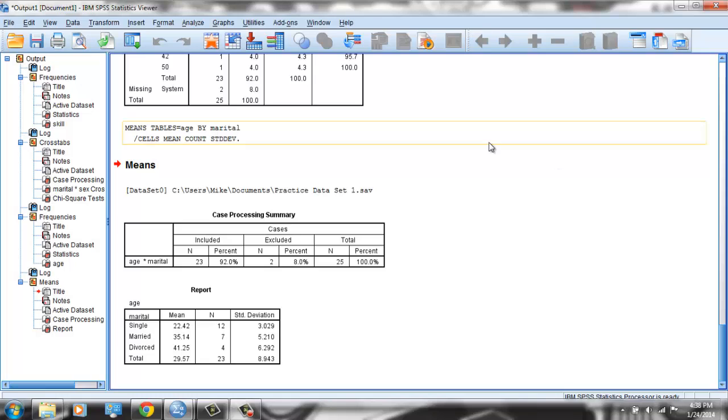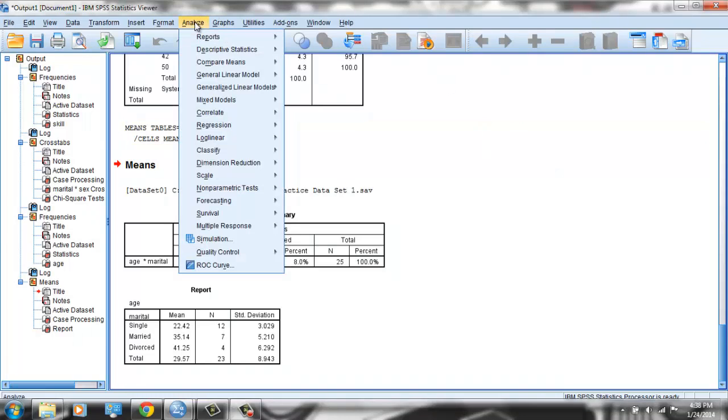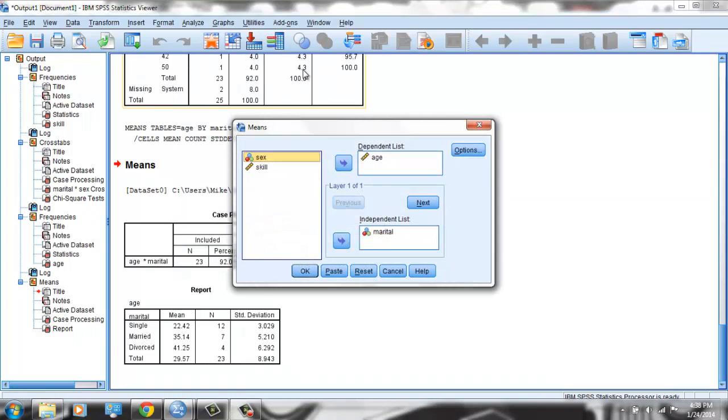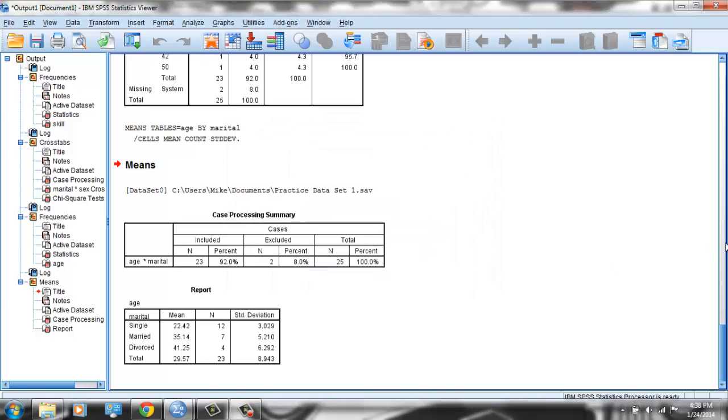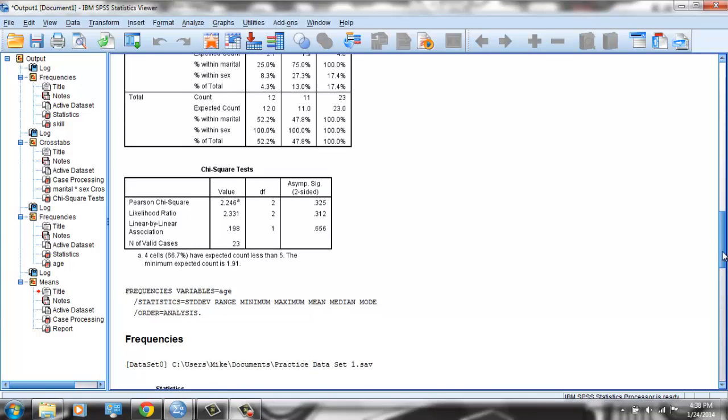And finally the means. Slightly different set of buttons there too. So of descriptives, you're going to go to compare means. Click on means. And make sure the measure you're grouping them by goes in the independent list, and whatever means you're trying to get go in the dependent list. All right. And those are the skill sets you need to do your homework.